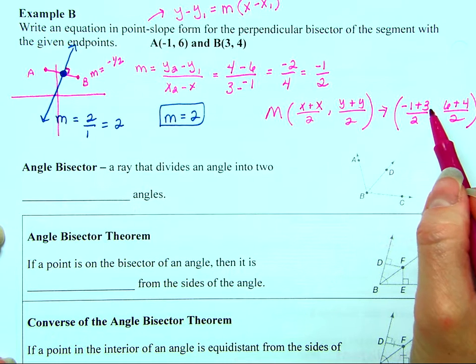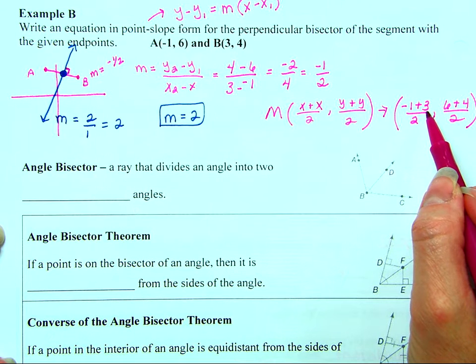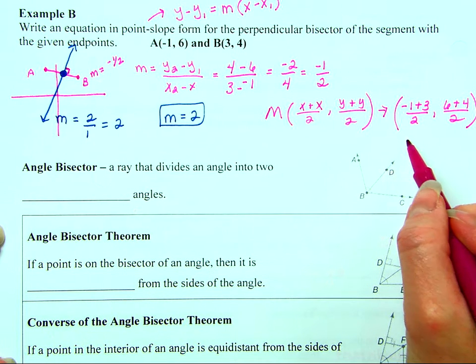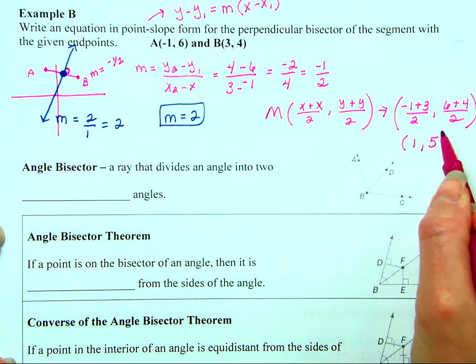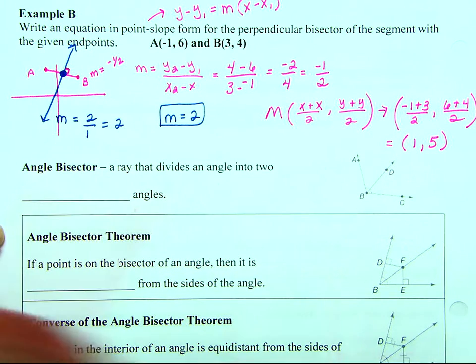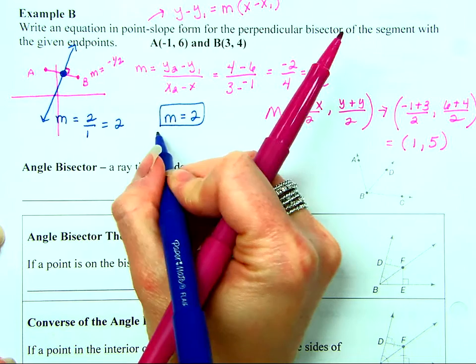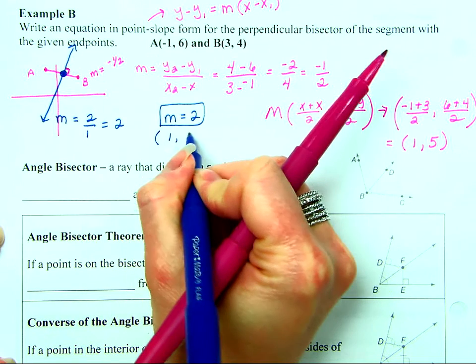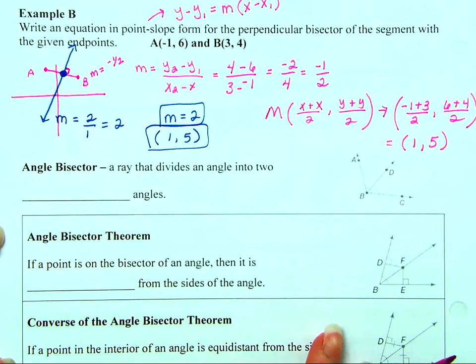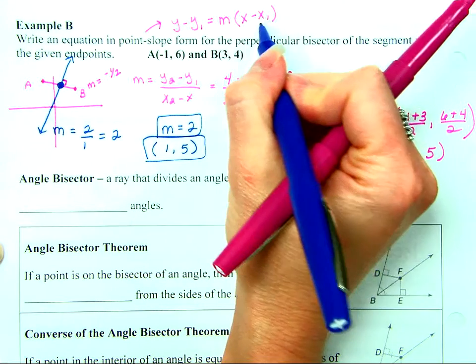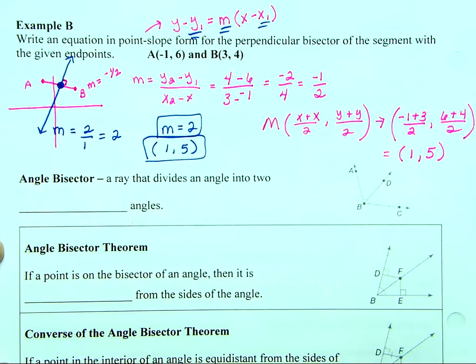Let's see. 2 over 2. 10 over 2. So this looks like a midpoint of (1, 5). So that's actually the point that this line passes through. That's the information I'm going to use when I plug it in to my point slope formula.